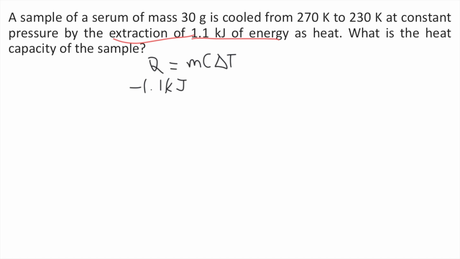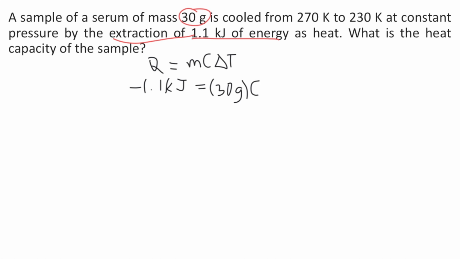So negative 1.1 kilojoules is equal to m. m is the mass, and the problem says 30 grams. c is the specific heat capacity, which is unknown in the problem. It's not given. We're looking for it. So just write c. And ΔT is the change in temperature.